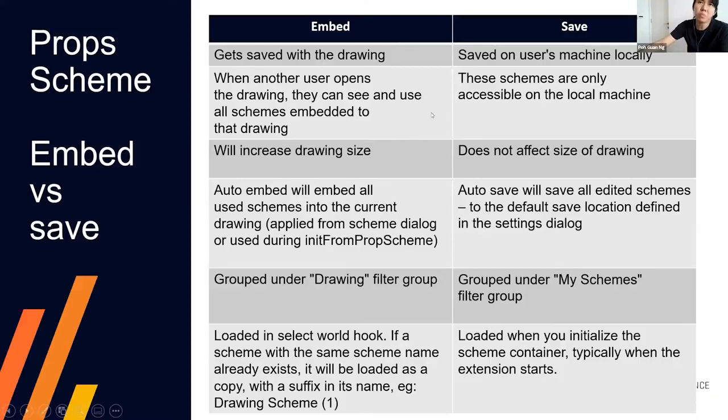So when you have embedded schemes, if you send a drawing to another person, the other user can see and use all the schemes that are embedded in the drawing. Whereas if you have saved your schemes, those are only accessible on the machine where they're saved. So they work like files, basically. And since we are streaming the schemes into the drawing, embedding will actually increase the drawing size, whereas saving does not affect drawing size because you're saving it locally.